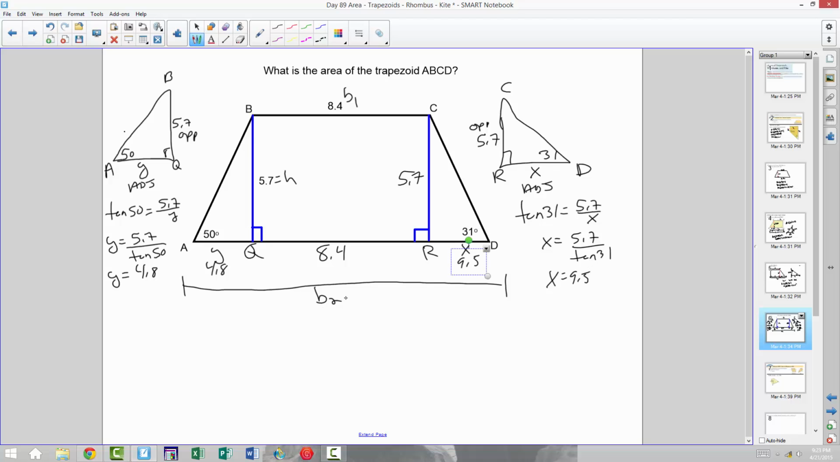So now base 2 is equal to 4.8 plus 8.4 plus 9.5. And I have 22.7. So B2 is 22.7. So all that work just to get B2. Now I can find the area of my trapezoid. So area is half the height. The height is 5.7 times the sum of my bases. So I have 8.4 plus 22.7.